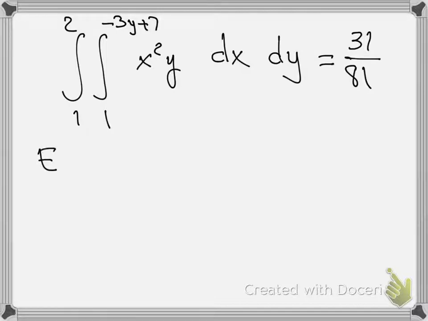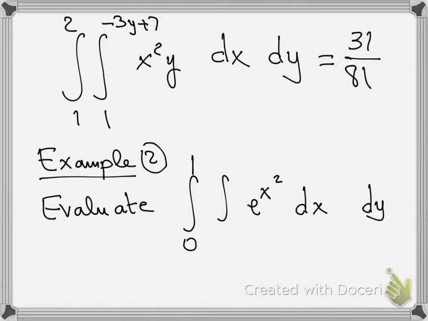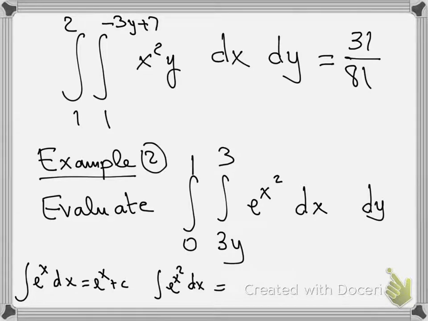Okay, let's do another example, guys. Example 2. Let's say you want to evaluate the integral from 0 to 1 of e to the x squared dx, and then dy, x between 3y and 3, right? So here you see, guys, first I need to integrate with respect to x, right? So I need to integrate e to the x squared with respect to x. And actually, it's not possible to integrate this e to the x squared. Integral of e to the x is of course e to the x plus constant. But integral of e to the x squared, it's not possible to integrate.